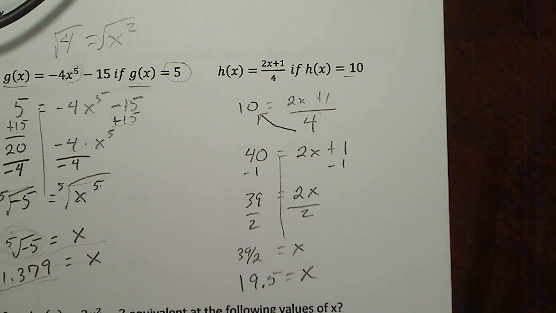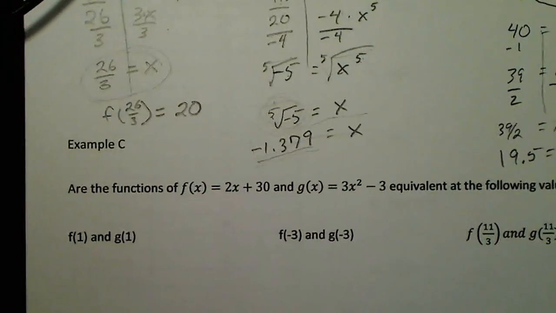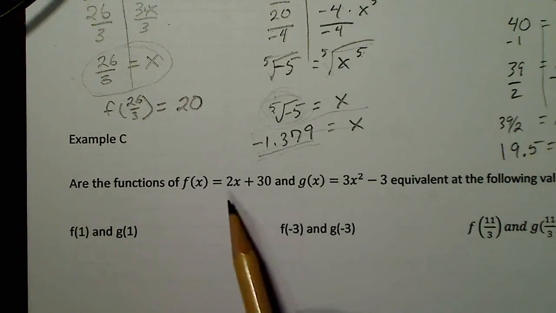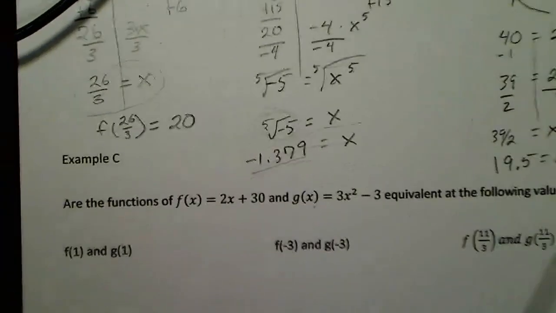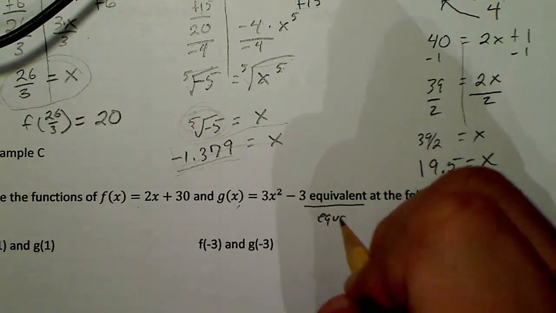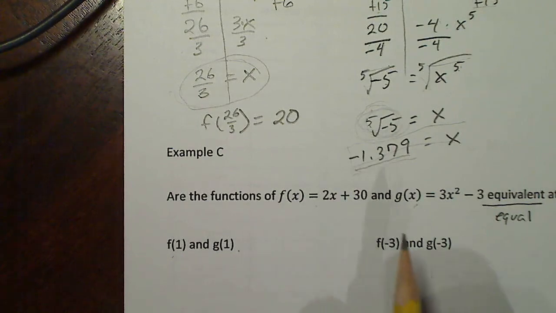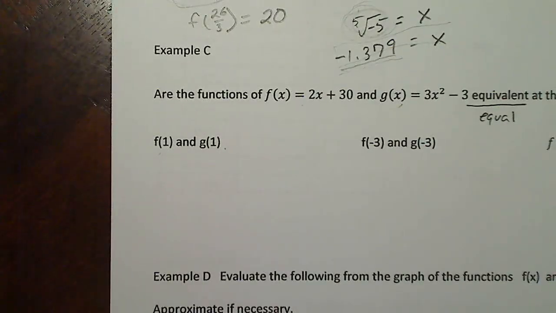Now, one instance that you would see this is in a proof. Okay, so the question becomes, are these two functions, f of x and g of x, equivalent for the following values of x? Okay, so first of all, the word equivalent means, are they equal? For example, when x is equal to 1, are they the same? And here's how you know. I have to evaluate both functions with the value. And if the output is the same for both, then they are.